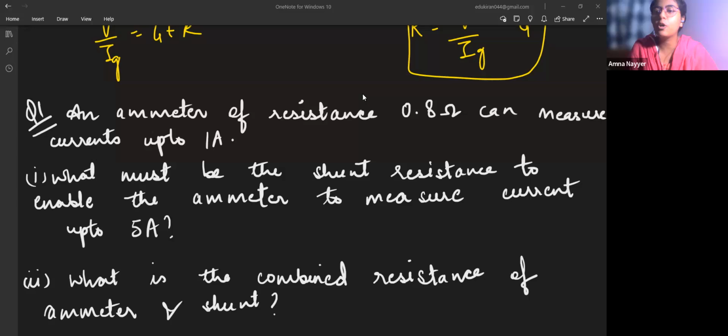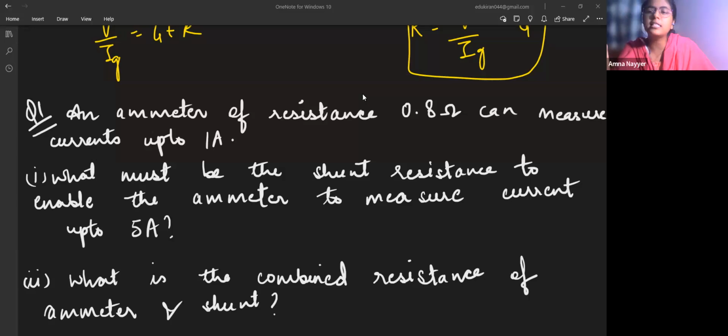An ammeter of resistance 0.8 ohm can measure currents up to 1 ampere. So this means in our circuit, a galvanometer is present, a shunt has been connected, right? So when it says ammeter of resistance, what is your ammeter? Your galvanometer has actually been converted into an ammeter.